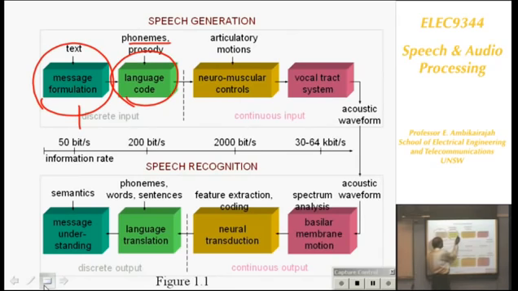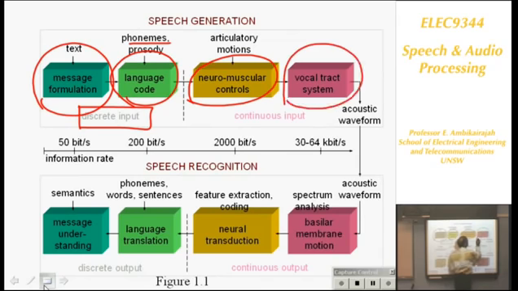And then once you have decided, you will start to control neuromuscular controls. You're going to move things. Which ones do you want to move? You want to move your jaws. You want to move your tongue. Your vocal cords have to vibrate. So the muscles have to start to move, and you then control your vocal tract system in order to say the word hello. So you get a speech waveform coming out of here, something like that.